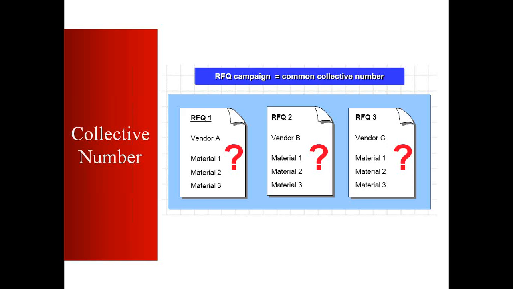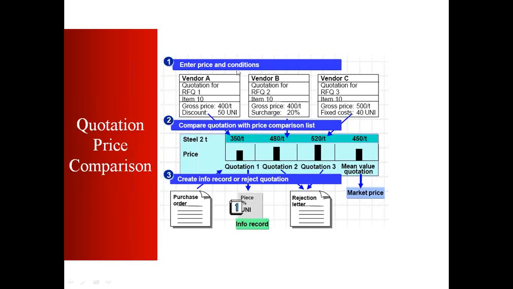Suppose we have sent the requirement and asked vendor 1, vendor 2, and vendor 3 to give me the price, and they have sent the price to us. What we'll do is receive the price and enter that price in the SAP system, and once we have entered the price, we'll be comparing the price in the SAP system.